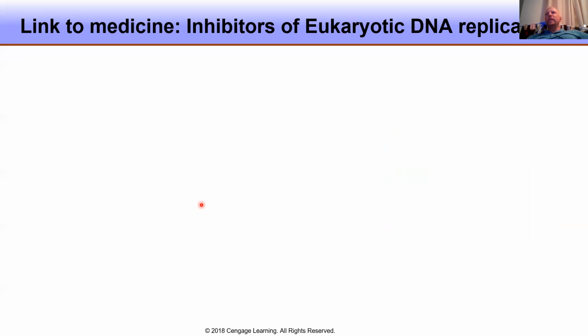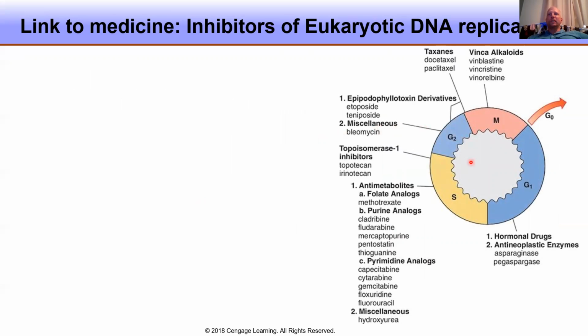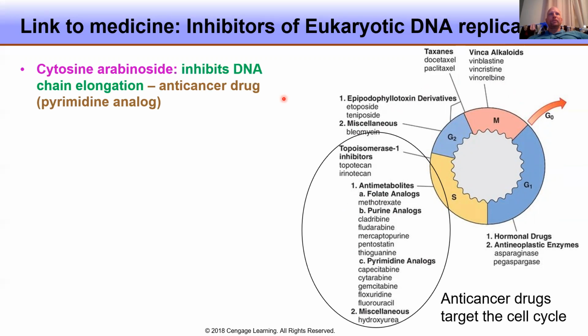So finally, we have this diagram, inhibitors of eukaryotic DNA replication. So here we have, once again, the cell cycle, and you can see that we can target the cell cycle with various groups of drugs. And this group of drugs here are all targeting S phase. So when we treat cancer, we're generally targeting some aspect of the cell cycle. So some examples of drugs, we've got cytosine arabinoside, and here it is down here.